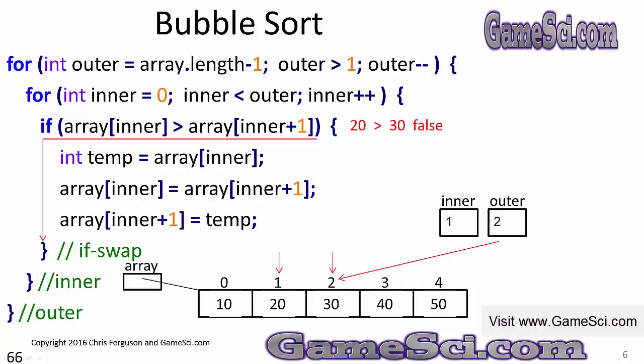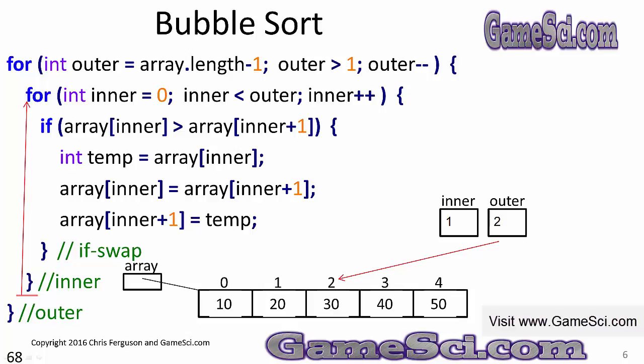Array sub inner, 20, is that greater than array sub inner plus 1, which is 30? Absolutely not. Those two numbers are not out of order. Leave them alone. Skip the if. When you reach the end of the if, go to the end of the inner for loop. When you reach the end of the inner for loop, go back to the top of the inner for loop. Do an inner plus plus, which takes us to 2.